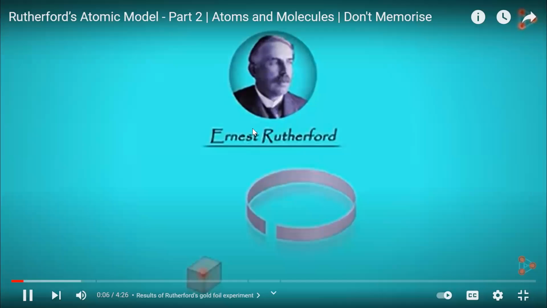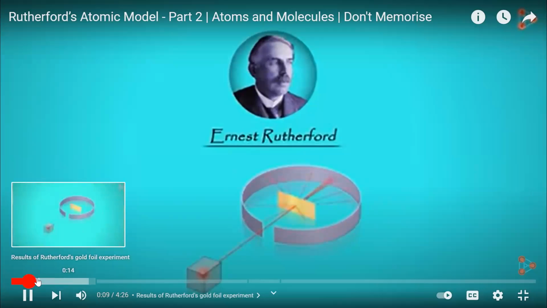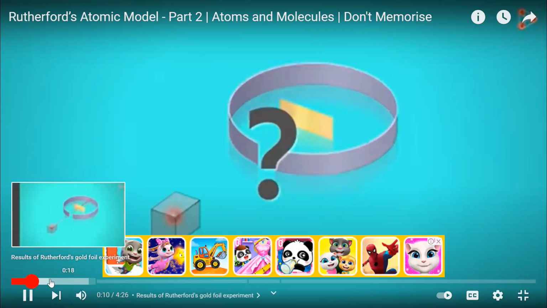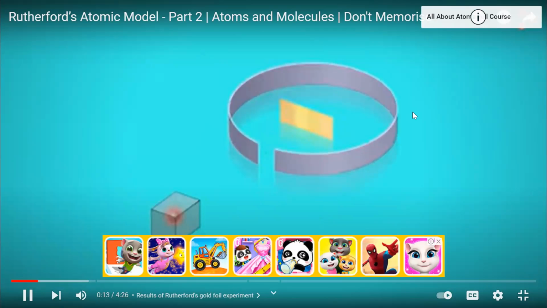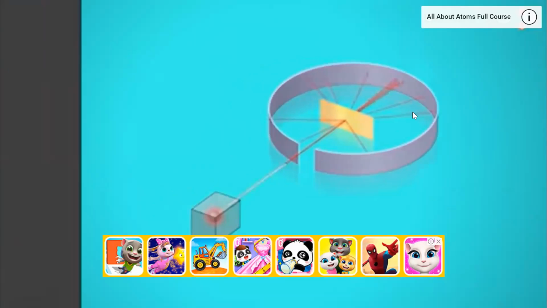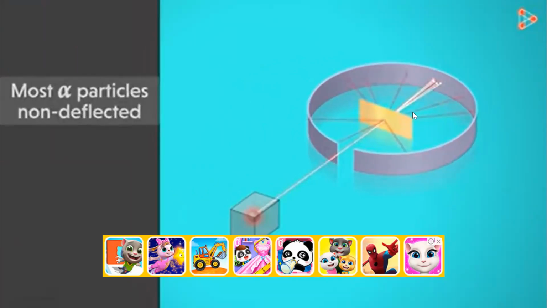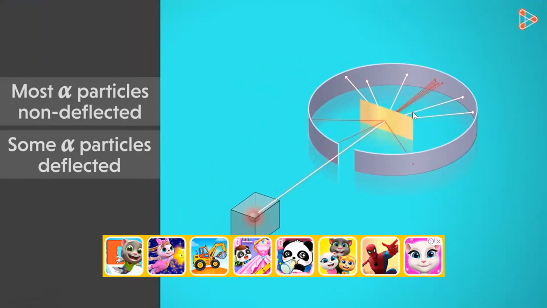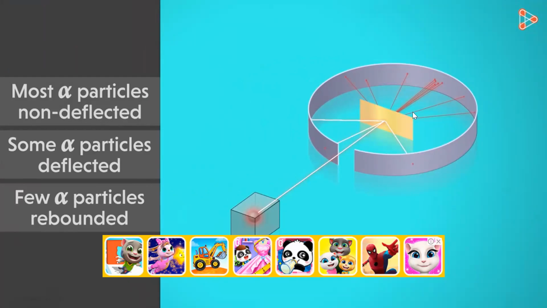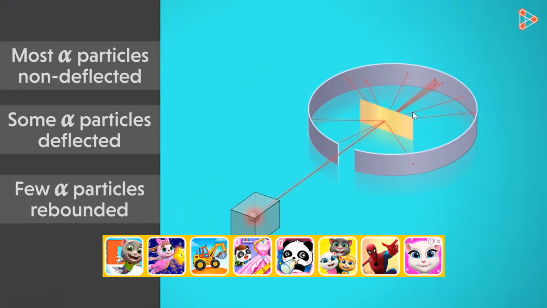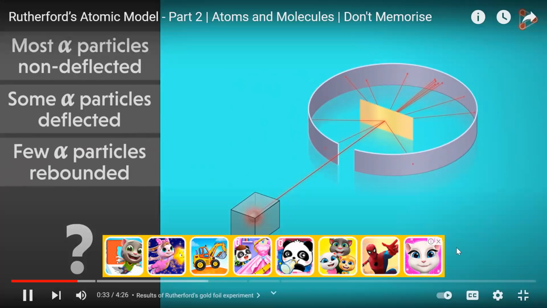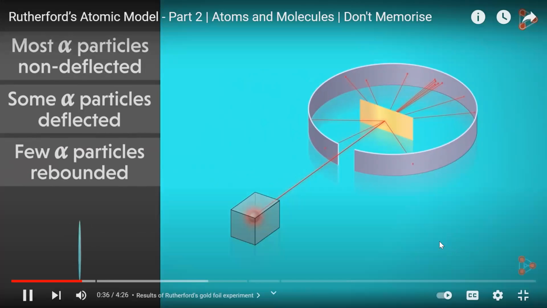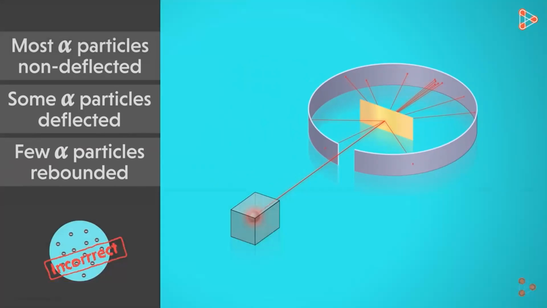The gold foil experiment gave him interesting results. What results did he get, by the way? Let me recall them for you. He found that most of the fast-moving alpha particles passed straight through the foil and hit the detector. However, some particles got deflected by small angles. And lastly, to his astonishment, few alpha particles also rebounded. Now, how can this be possible? These three observations made Rutherford think that the plum pudding model is not really correct.